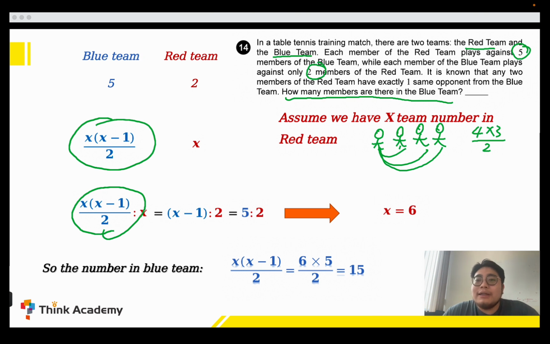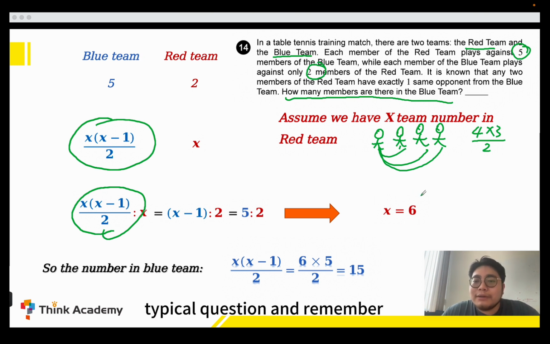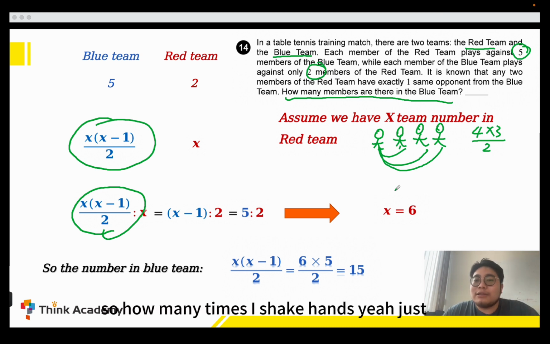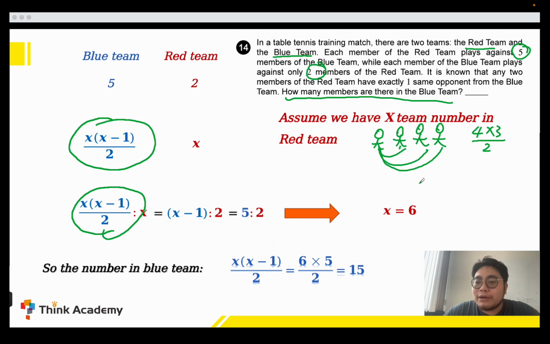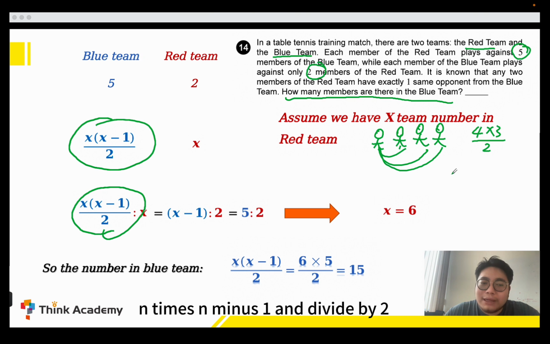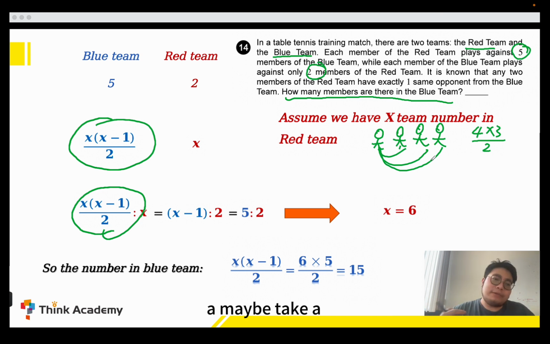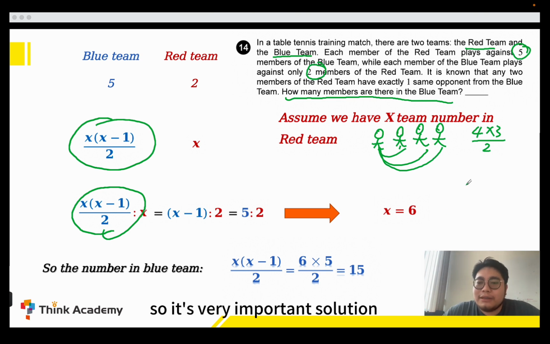This one is a very traditional sport math problem. It's a very typical question. And remember, the conclusion is that if we want to shake hands with each other, how many times do we shake hands? Just use the number of the people, for example, n times n minus 1 and divide by 2. Here's the total number of handshakes, or matches when we have a competition, like that. So it's a very important solution. I hope all you guys can remember it.